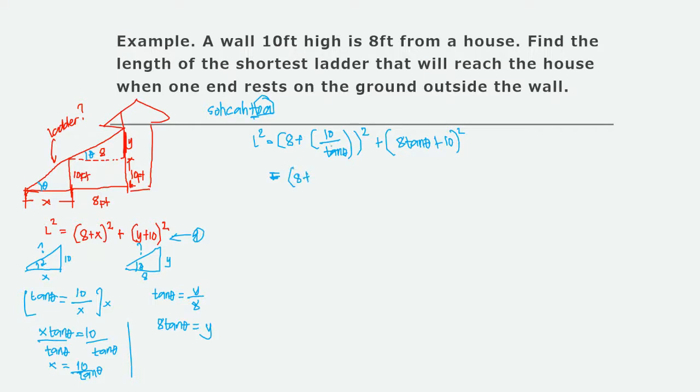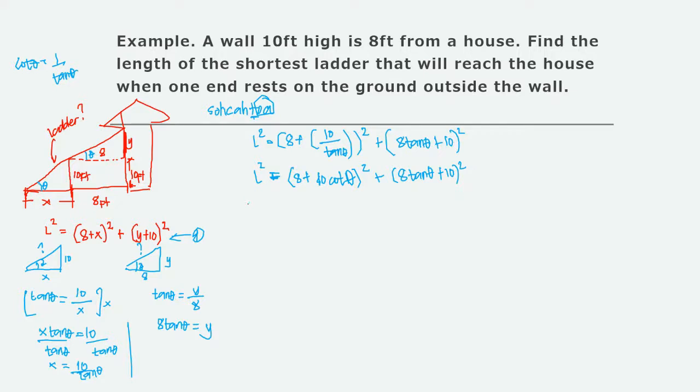Since this is in fraction, we can find some equivalent reciprocal identity that we can use so that we can remove the fraction. If you can remember, cot theta is equivalent to 1 over tan theta, right? So that means that we can replace 1 over tan theta by 10 cotangent theta. That is squared, plus 8 tangent theta plus 10 squared. After we have simplified our equation, we can now derive this one.